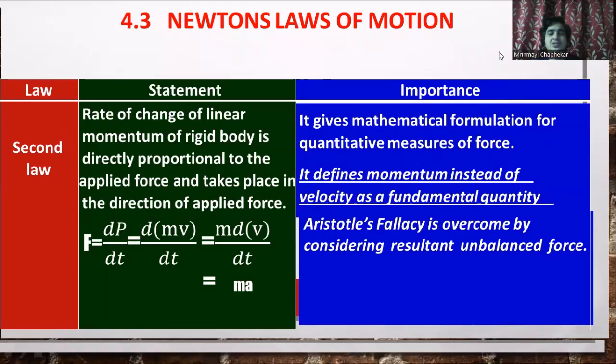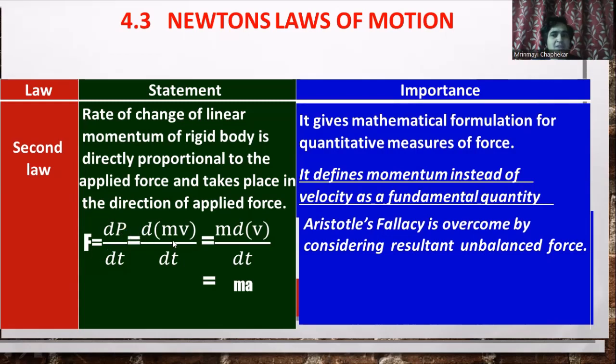We shall now revise Newton's second law of motion. The rate of change of linear momentum of a rigid body is directly proportional to the applied force and takes place in the direction of applied force. The rate of change of linear momentum, that is dp by dt. P is linear momentum. Its rate of change, that is dp by dt, is directly proportional to force. Here the constant turns out to be 1. So F is equal to dp by dt is the mathematical formulation of Newton's second law of motion.